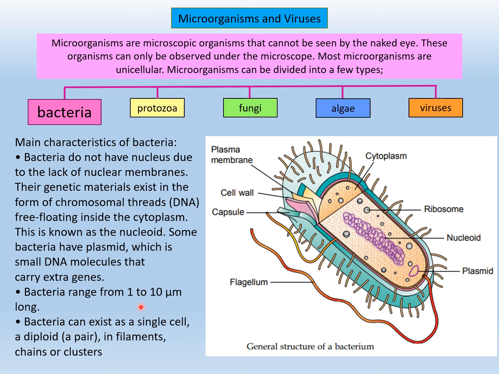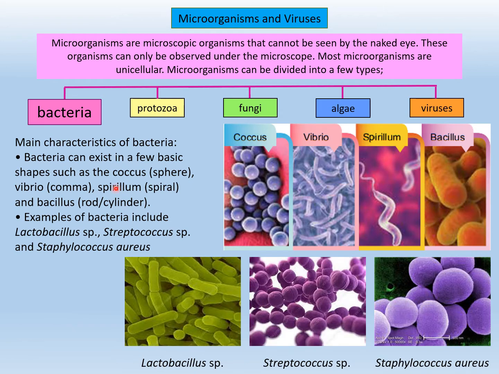Bacteria range from 1 to 10 micrometers long. Bacteria can exist as a single cell, a diplococcus, in filaments, chains, or clusters. This is the general structure of bacteria. Bacteria can exist in a few basic shapes, such as the coccus, sphere, vibrio, comma, spirillum, spiral, and bacillus, rod or cylinder.